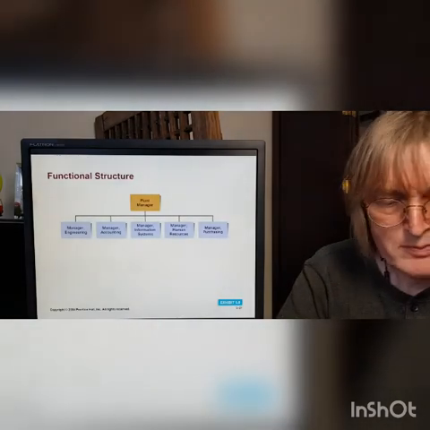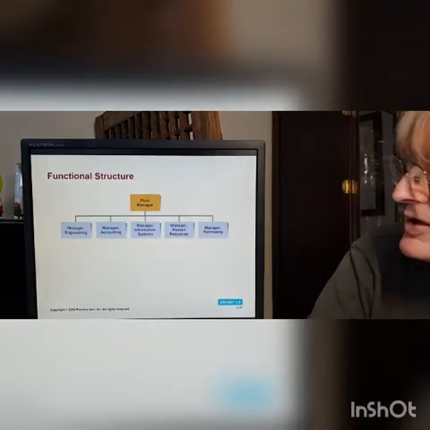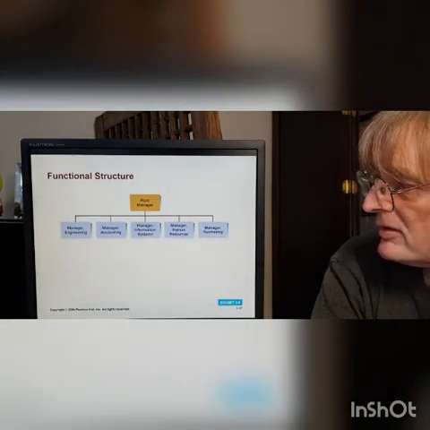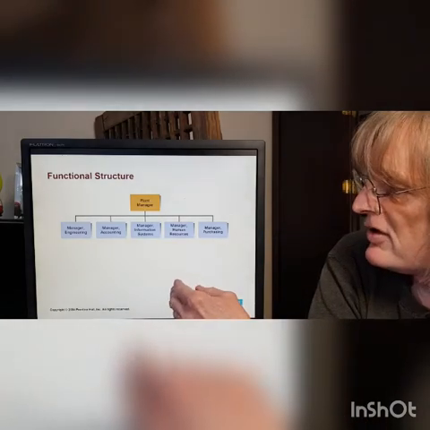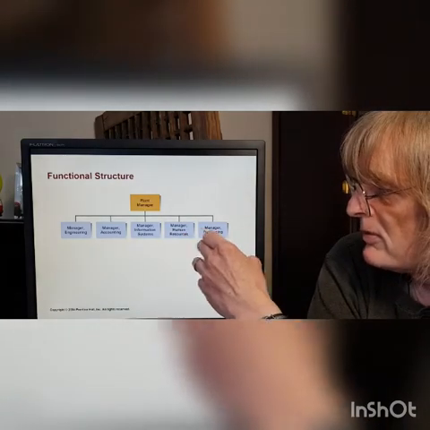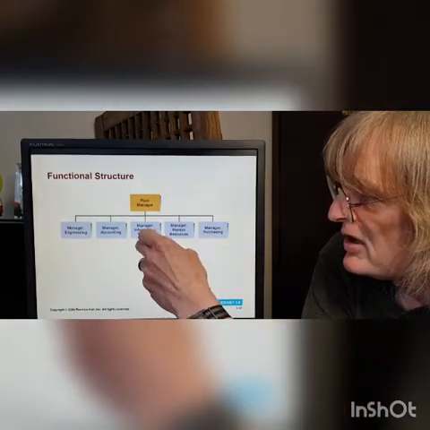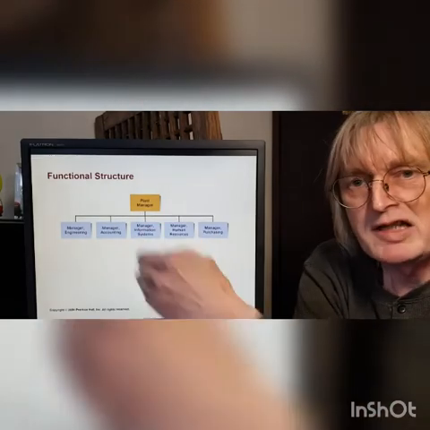Okay, let's just look at the different structures here. We'll look at the diagrams. A functional structure is where it's broken up through the different functions. So, for instance, we've got the purchasing people here, we've got the IT people here, etc. So it's divided up into different functions.